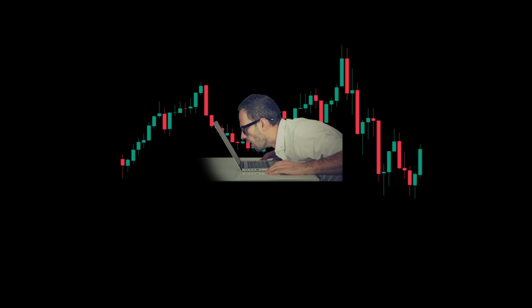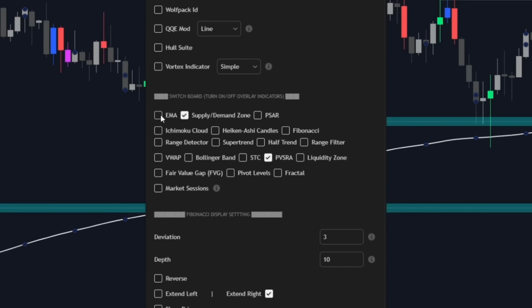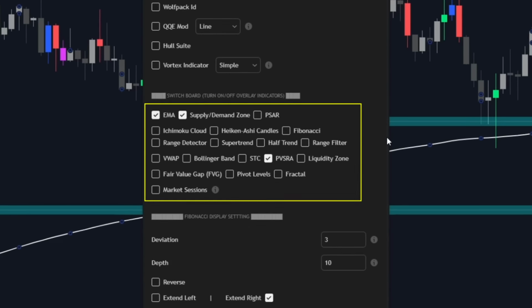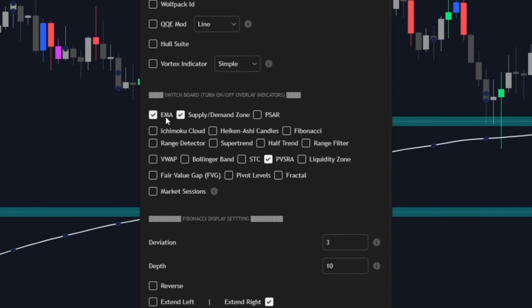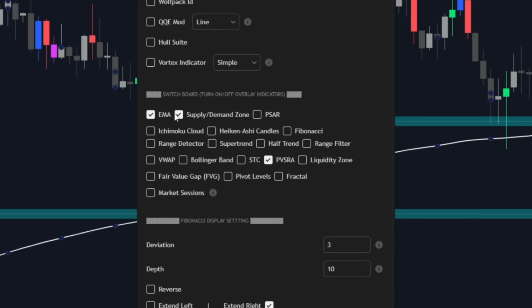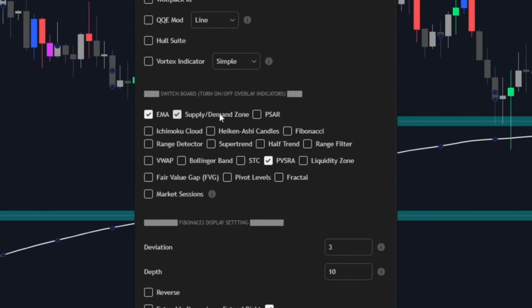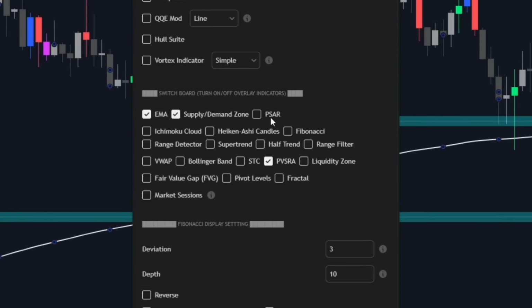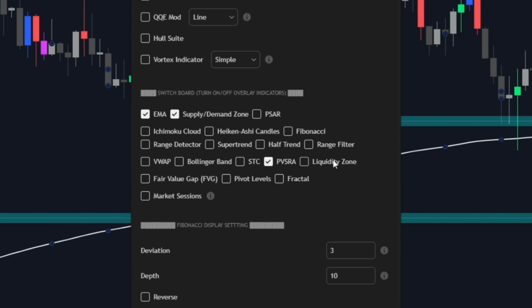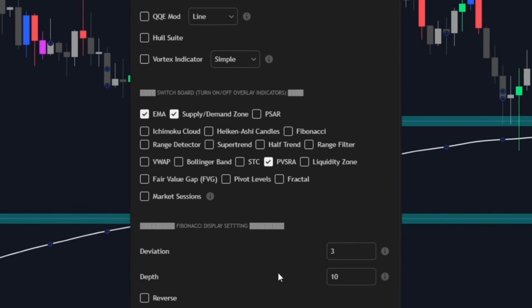see on your chart. Here's where you can toggle on or off visual plots for up to 14 tools. You can activate your 200 EMA line, support and resistance levels, those supply and demand zones we discussed earlier, parabolic SAR signals, liquidity zones, market session indicators, and much more, all without cluttering your chart with dozens of separate indicators.